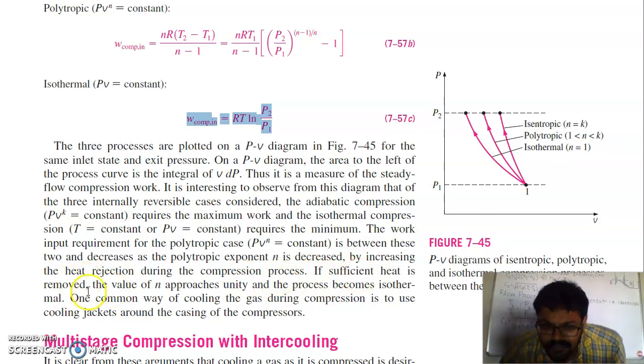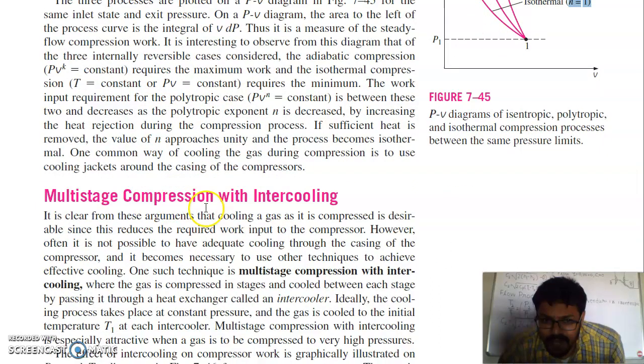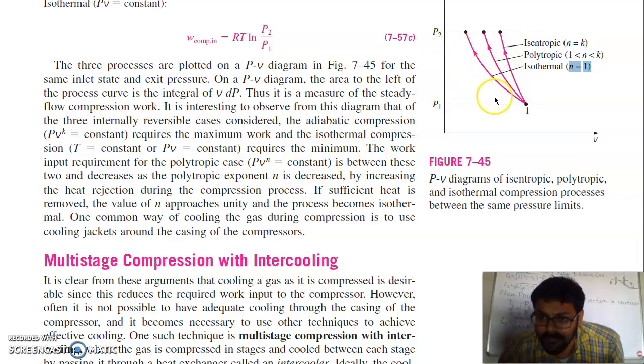So if sufficient heat is removed, the value of n approaches unity and the process becomes isothermal. It means during the compression process, if we remove the heat continuously while compressing, we can keep n equal to 1, which will become an isothermal process. This can be done with the help of multi-stage compression with intercooling. Let's discuss this, how we can do the intercooling and maintain the gas's temperature low.